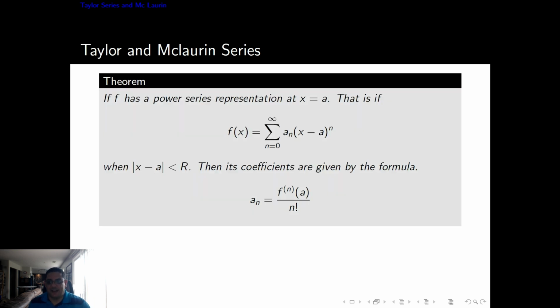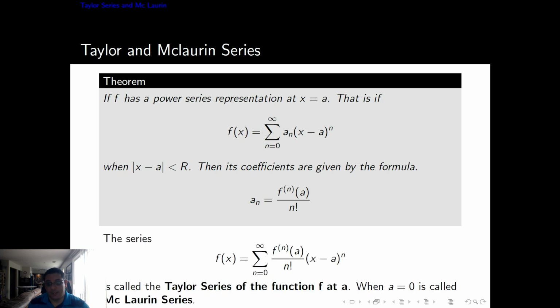Now, this can be synthesized in a theorem. In general, if f has a power series representation at x equals a, so if f of x can be seen as the series from n equals 0 to infinity of an times (x minus a) to the n, when the absolute value of x minus a is less than a certain number r, then the coefficients are going to be given by the formula an equals the n-th derivative of f at a divided by n factorial. Now this series is going to be called the Taylor series of the function at a. In the particular case when a equals 0, it will be called a Maclaurin series.